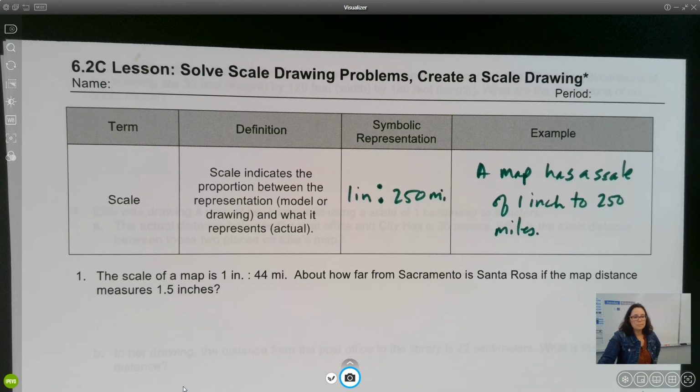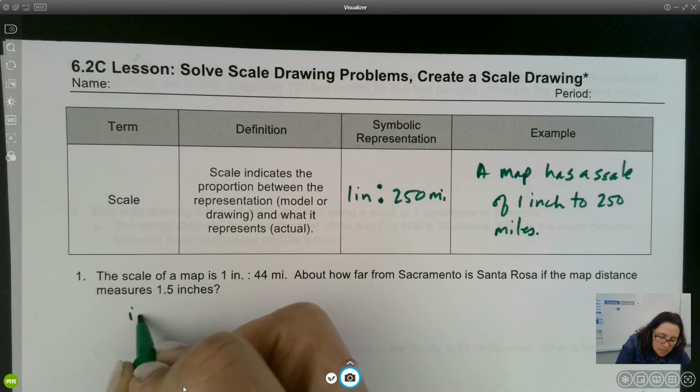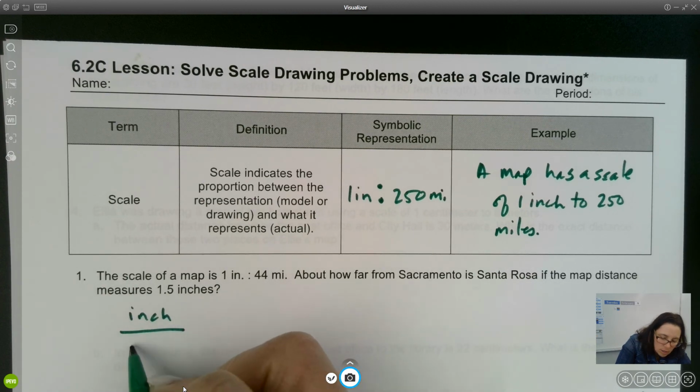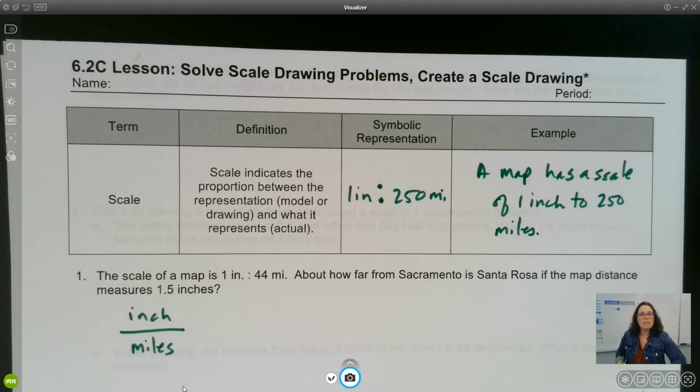All right, number 1, the scale of a map is 1 inch to 44 miles. About how far from Sacramento is Santa Rosa if the map distance measures 1.5 inches? Okay, you do not need to worry about converting inches to miles and being in the same units, or miles to inches, okay? Setting up a proportion with the scale takes care of that for us. So let me demonstrate that. Sometimes it's really helpful to write the way that you're going to set up the problem.